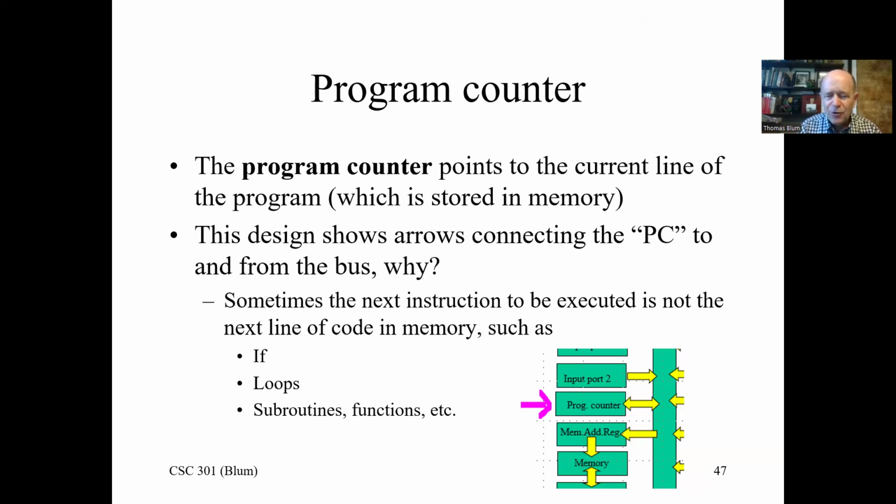But our code is not always linear. We're not always moving to the next instruction. So we may want to branch. We may want ifs, loops, subroutines, functions. And so with the program counter we have to be able to put a value into it as well as take a value out of it. And that's why that yellow arrow there has two directions.